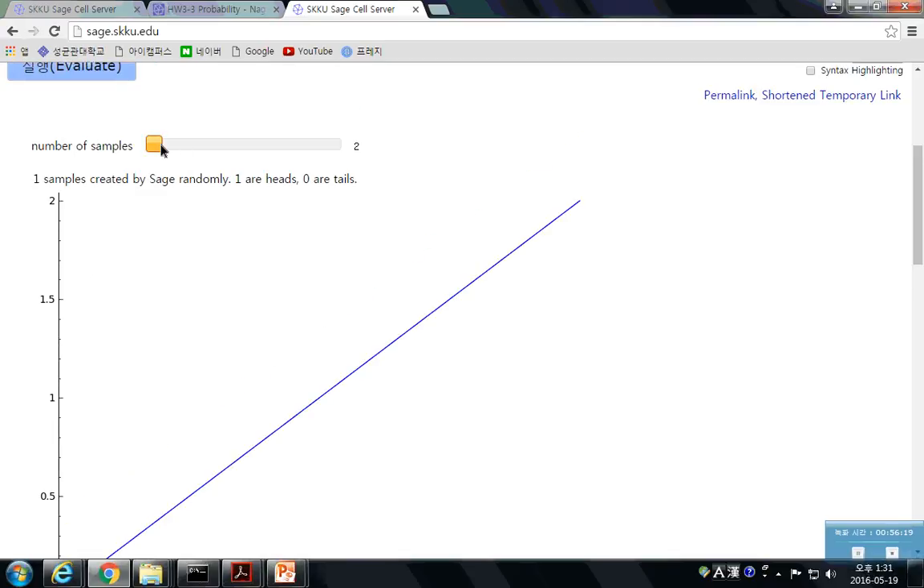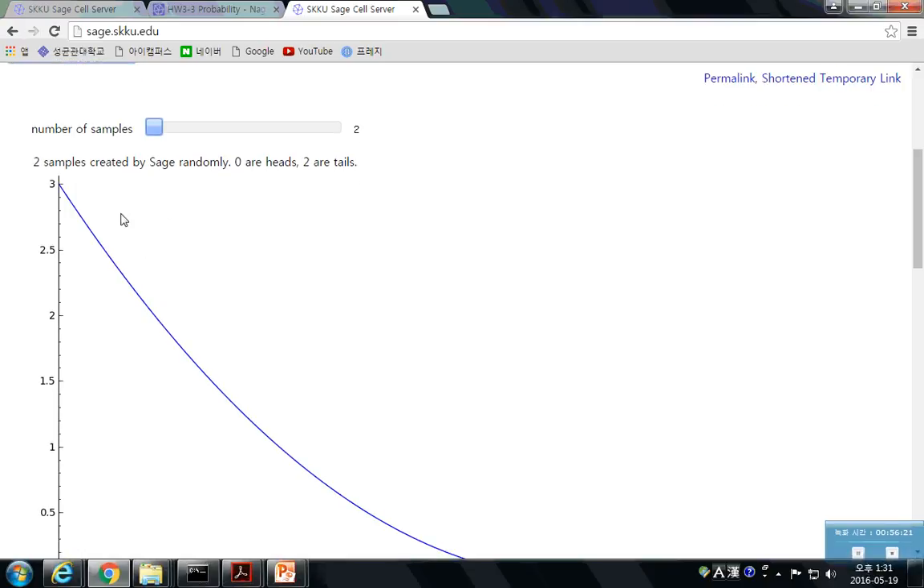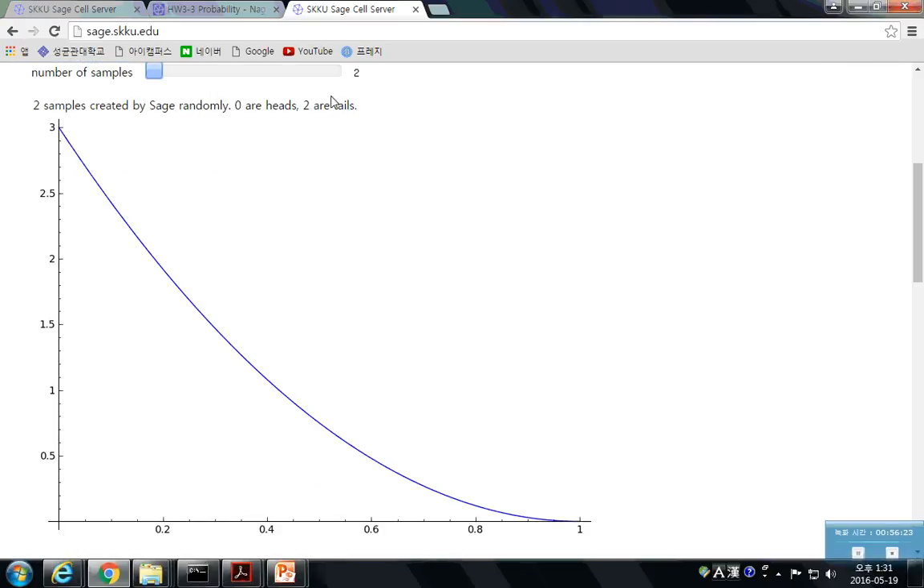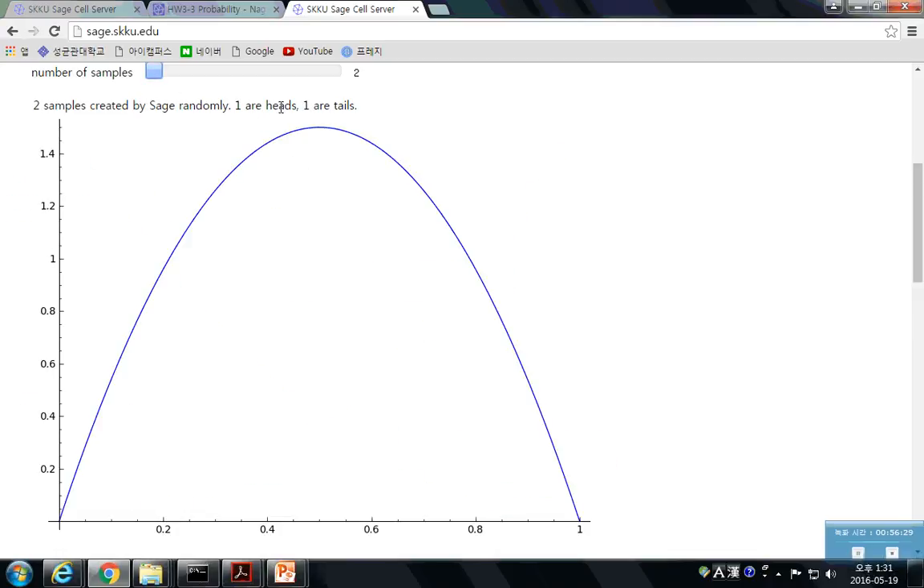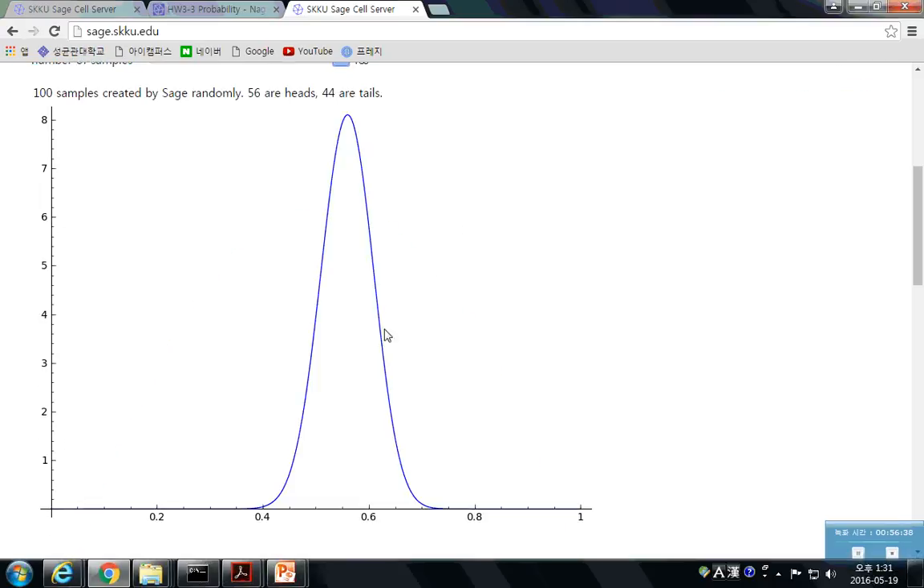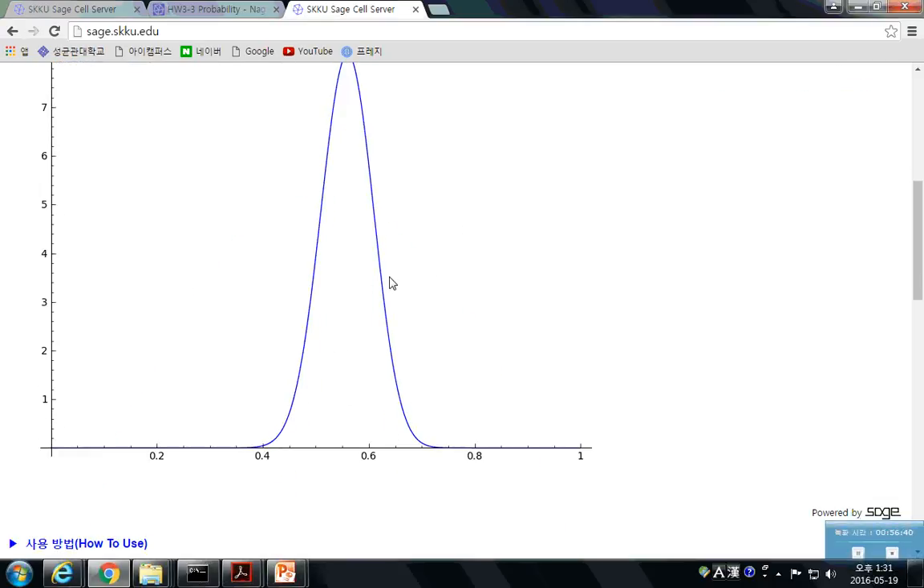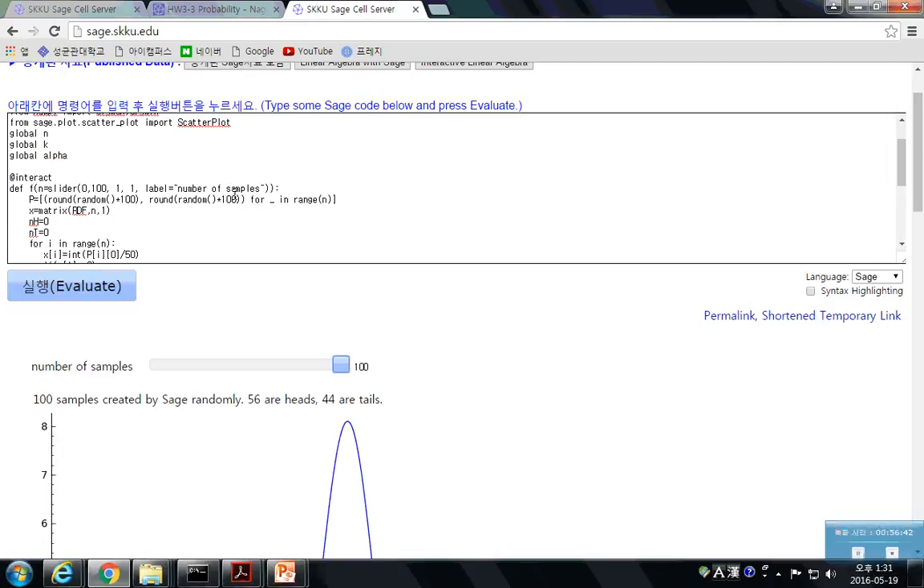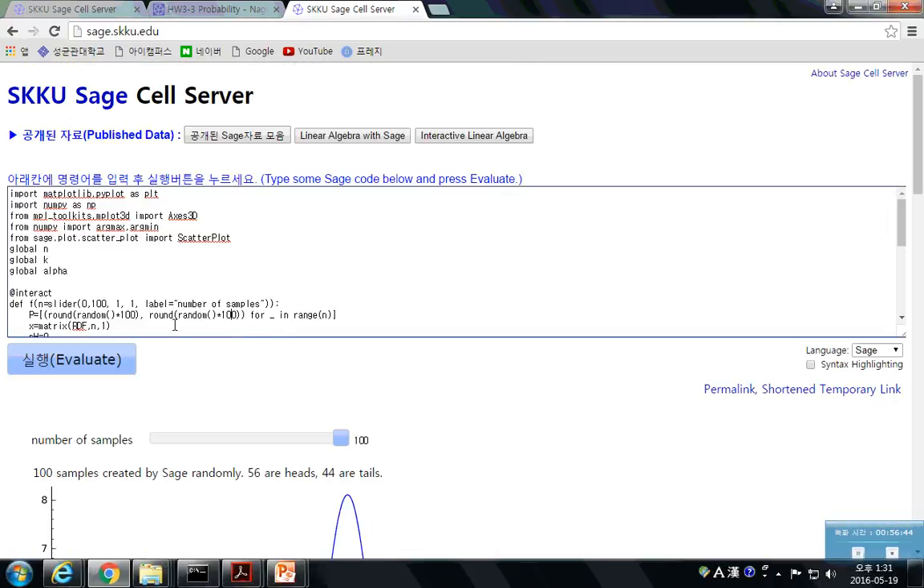Let's toss the coin another time. This time, it happens to be tails, so the probability is even higher in tails, but let me toss it another time. Okay, 1 head and 1 tail. In this case, the probability will start to take a shape in between, right? If I toss it many times, you'll see that the probability is converging to 50%. Let me toss it maybe 100,000 times.